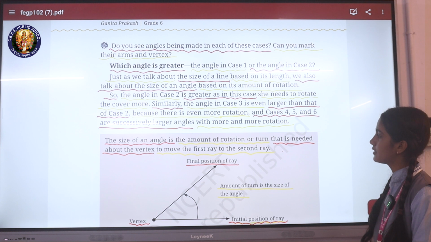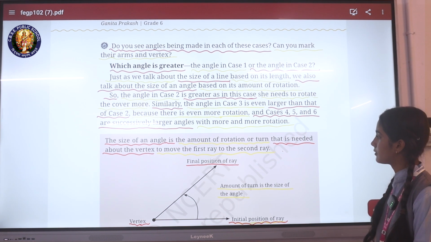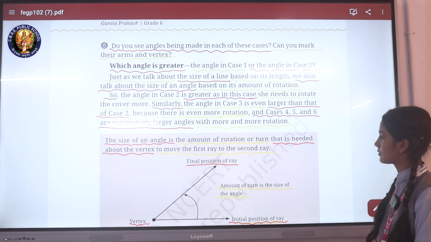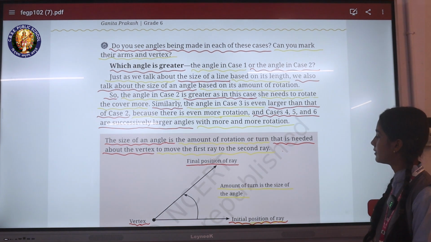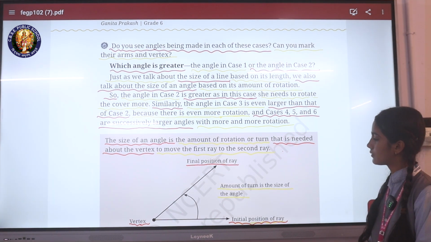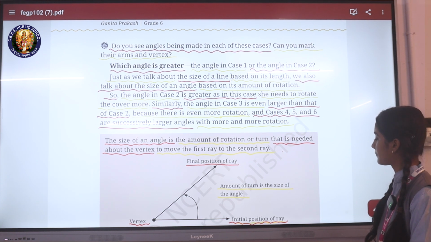The size of an angle is the amount of rotation or turn that is needed about the vertex to move the first ray to the second ray. Final position of ray. Amount of turn is the size of the angle. Vertex. Initial position of ray.